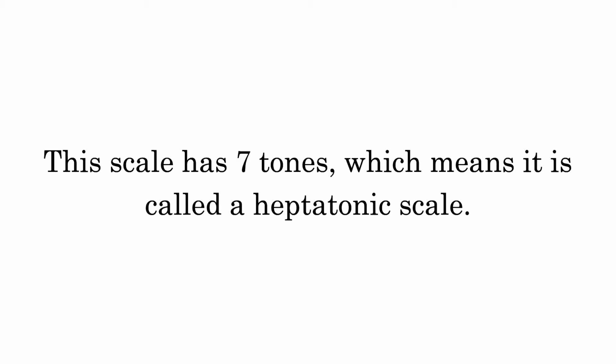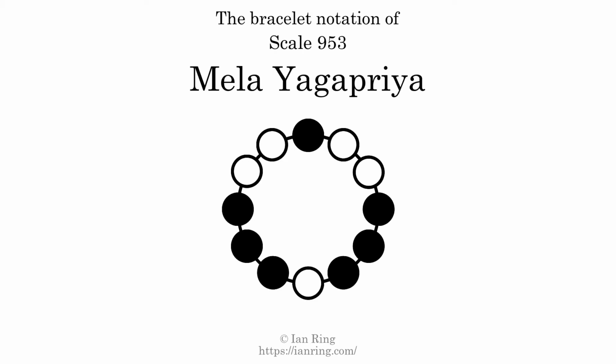This scale has 7 tones, which means it is called a heptatonic scale. This is a bracelet notation diagram of scale 953. The shaded circles represent tones that appear in the scale, and they are read clockwise, starting at the top.